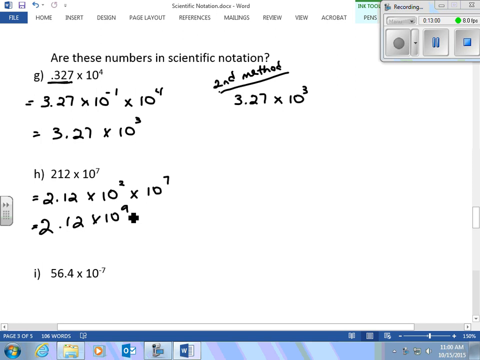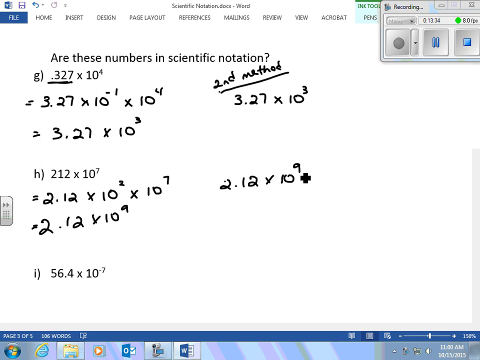The other way to look at it, using our second method, is to say, well, that 212 needs to be changed to 2.12. I've divided by 10 to the power of 2 because I've moved the decimal place over twice. So I've made this factor smaller by 10 to the power of 2. So I have to make the other factor larger by 10 to the power of 2 by adding a 2 to the exponent in order to keep the total value the same.